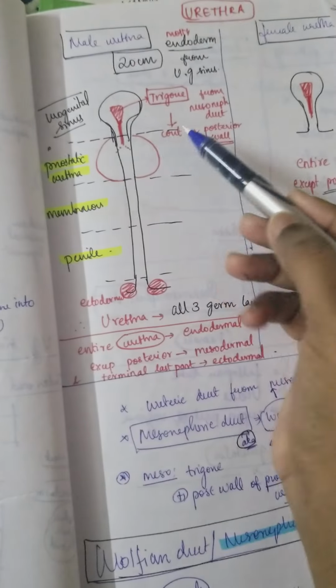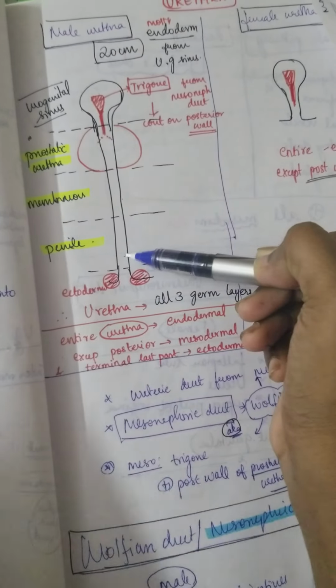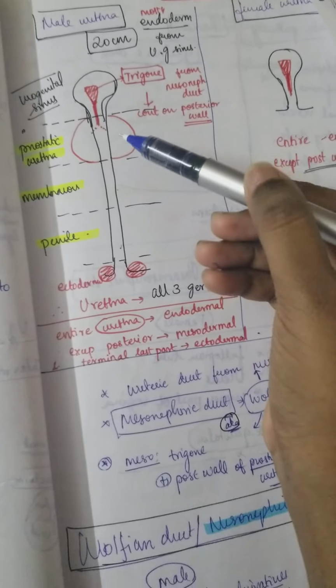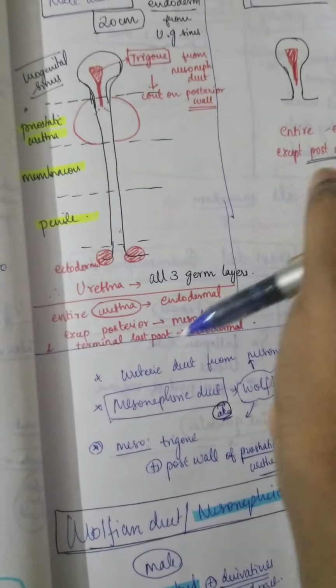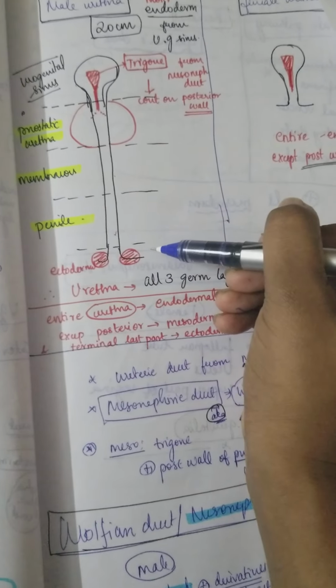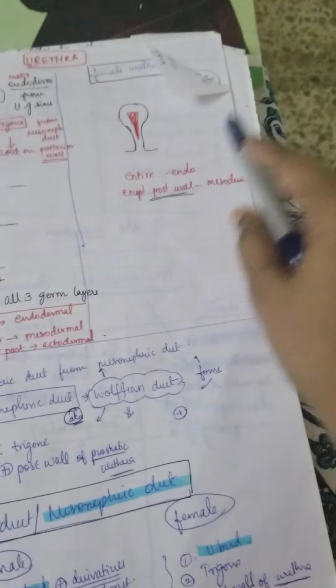Now the urethra is prostatic urethra, membranous, and penile urethra. All these are endoderm, except the posterior wall of the urethra is mesoderm, and the terminal last part alone is ectoderm. It's the same thing in females. In females, the posterior wall will be from the mesoderm.